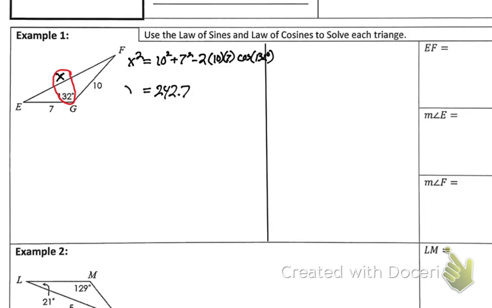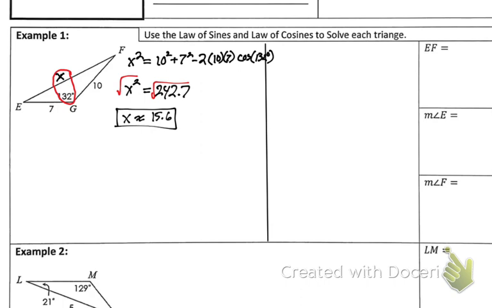242.7. Can I get a second on 242.7? Okay, sounds good. But that is not my missing side. I now have x squared equals that. So we have to remind ourselves, oh, that means I have to take the square root of both sides. And so I'm going to have x is about, what's the square root of 242.7? Can someone new? Yeah. 15.6. Do we concur on 15.6? Yes. Okay, 15.6 is my missing side.